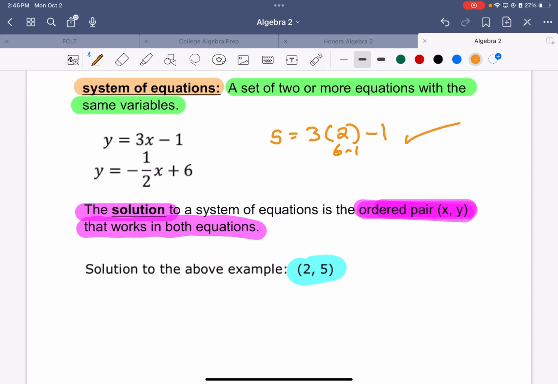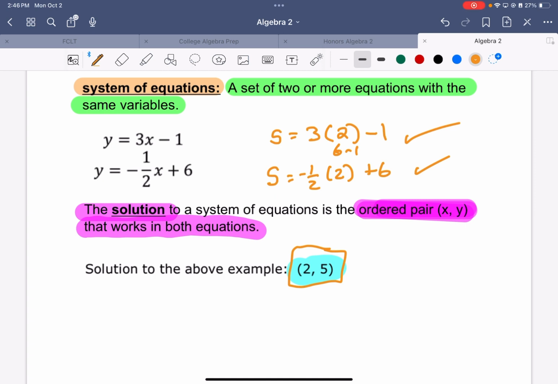If I plug it into the second equation, my y value is still going to be 5. My x value is still going to be 2. But now it has to be negative 1/2 times 2 plus 6. Well, negative half of 2 is negative 1. Negative 1 plus 6 is 5. So it works out. So that is my solution to this system.